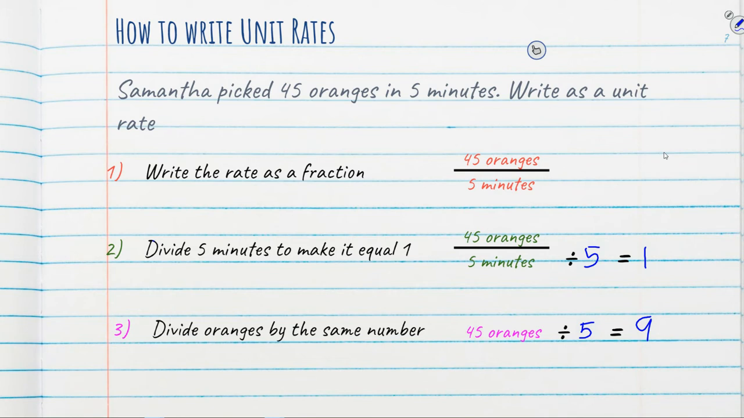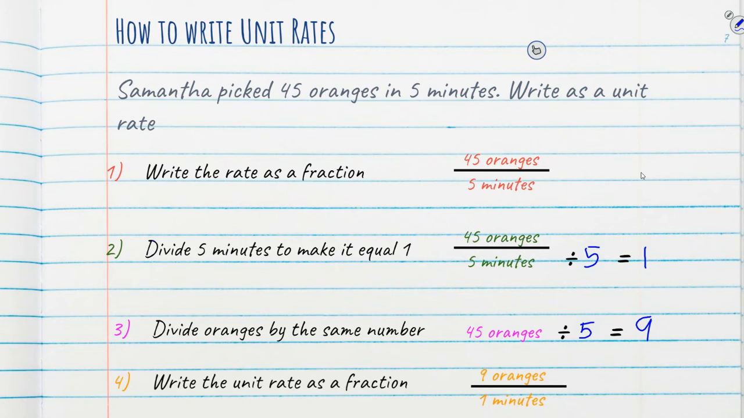And your last step, we've done all the hard part, the math. The last step is just to write the unit rate as a fraction. So now we know what our oranges is, it's 9. We know what our minutes is, it's 1, because that's what we wanted to make 1 minute. Oranges on top, minutes on bottom: 9 oranges for every 1 minute.